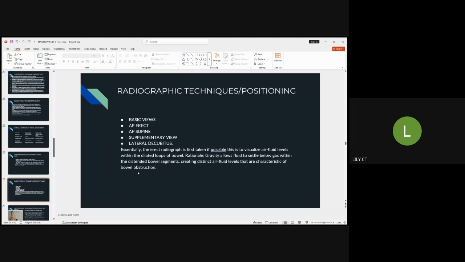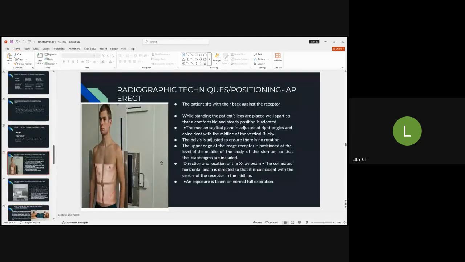So basic views, we have AP erect and AP supine. Supplementary view, lateral decubitus. Essentially, the erect radiograph is taken first if possible. This is to visualize air fluid levels within the dilated loops of the bowel. The rationale behind this is that gravity allows fluid to settle below gas within the extended bowel segment. So this creates a distinct air fluid level that is characteristic of bowel obstruction.